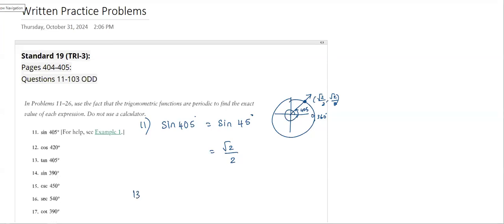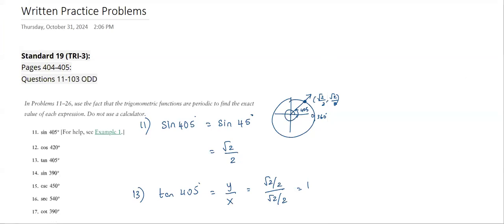Question number 13 is asking you for tangent 405 degrees. Now we are at the exact same point, right? Now tangent, what is tangent? Tangent is nothing but y over x value. So this is nothing but root 2 over 2 over root 2 over 2, which is 1. That takes us to the next problem.